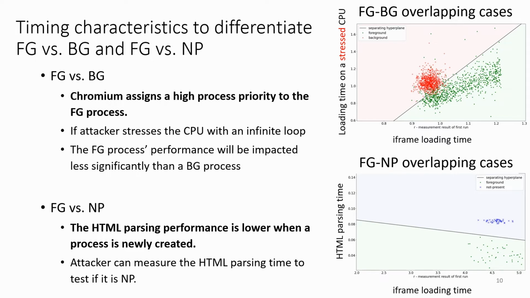For FG versus NP, we find that the HTML parsing performance is lower when a process is newly created. So the attacker can measure the HTML parsing time to test if it is an NP. The result is similar. We can now separate the blue and green dots that couldn't be separated along the first dimension.